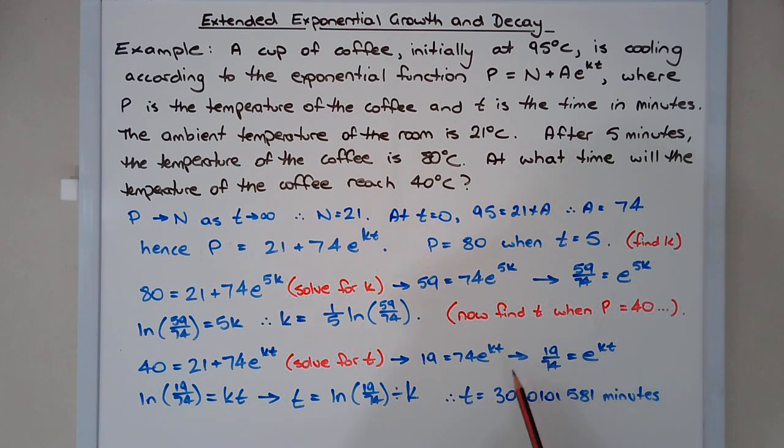Next, we take the natural logarithm of both sides, or ln of both sides. So ln and e, of course, cancel. So we end up with ln of 19 over 74 equals kt. And of course, dividing both sides by k, we have t equals the ln of 19 over 74 divided by k. And evaluating that, we get t equals 30.0101581 minutes, or around the 30-minute mark is when the temperature of the coffee will reach 40 degrees Celsius.